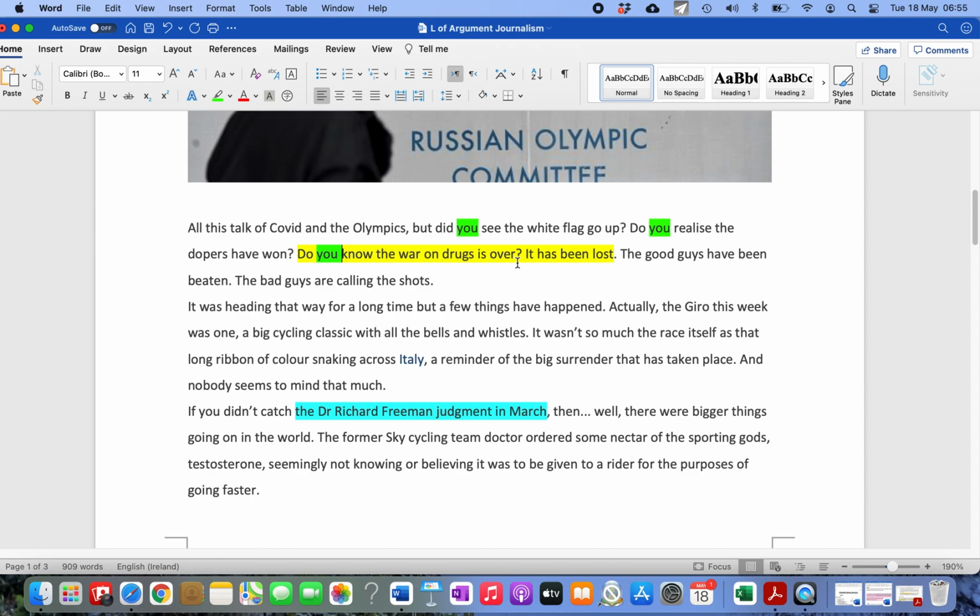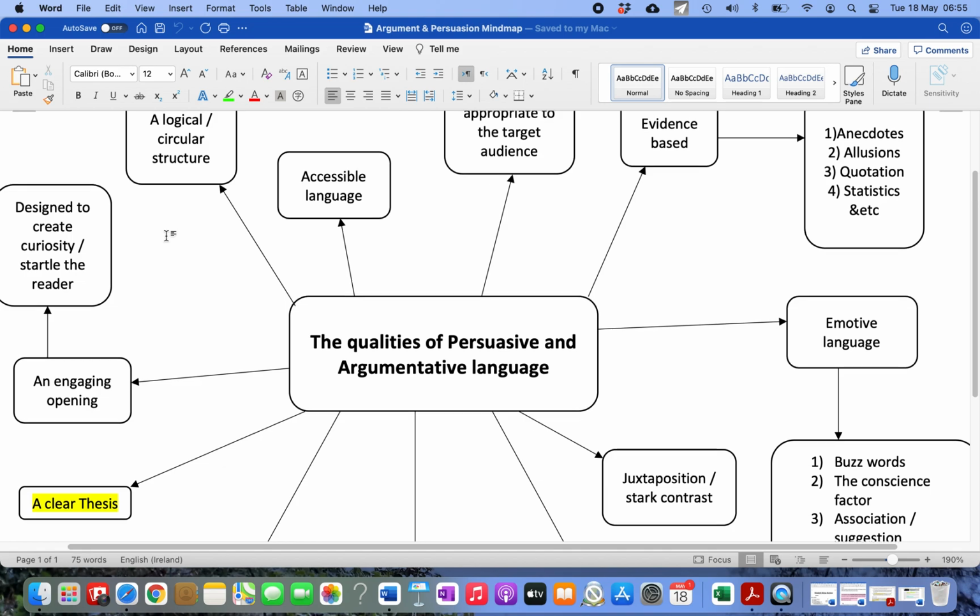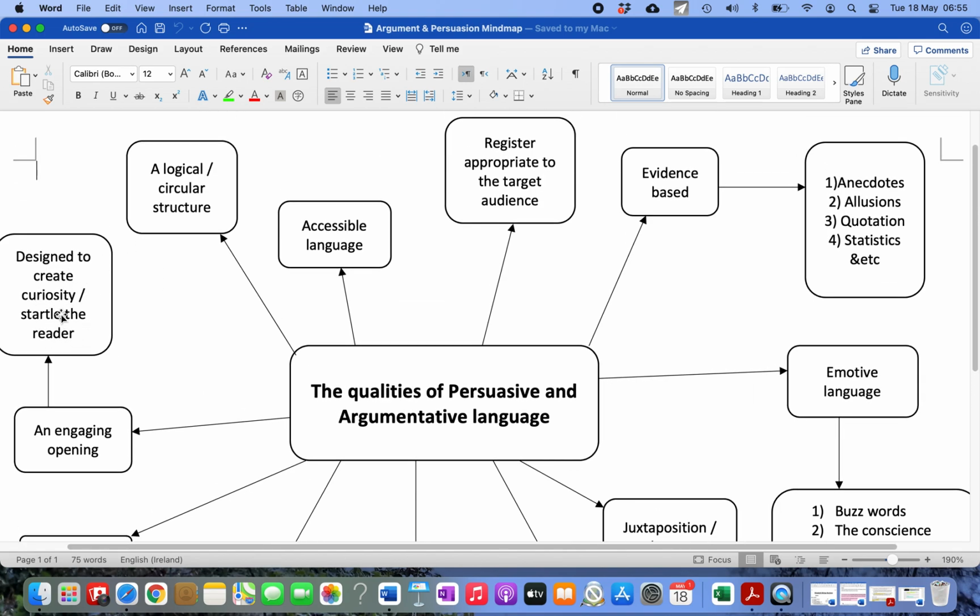So he's a professional journalist. He knows that if his reader reads the first paragraph and they're bored or they're not curious or he doesn't stimulate them, well, then they're probably going to click out of it and go to the next article, and then he doesn't get his numbers. So effective argumentative writers, effective persuasive writers, they craft an engaging opening, which is designed to create curiosity and startle the reader.